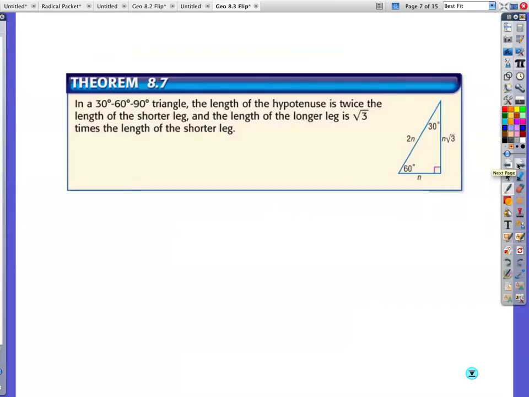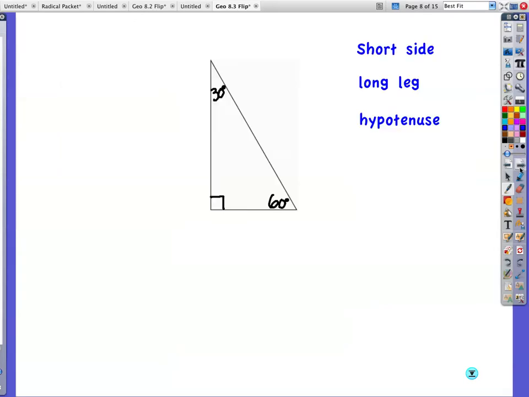Okay, 30, 60, 90, a little more involved with these. The length of the hypotenuse is twice the length of the shorter leg, and the length of the longer leg is square root 3 times the length of the shorter leg. Let's actually take a look at this.